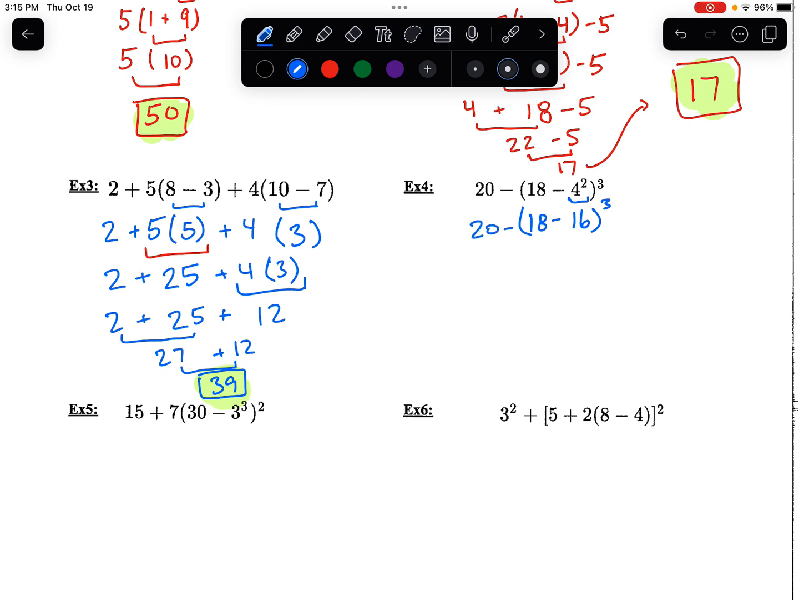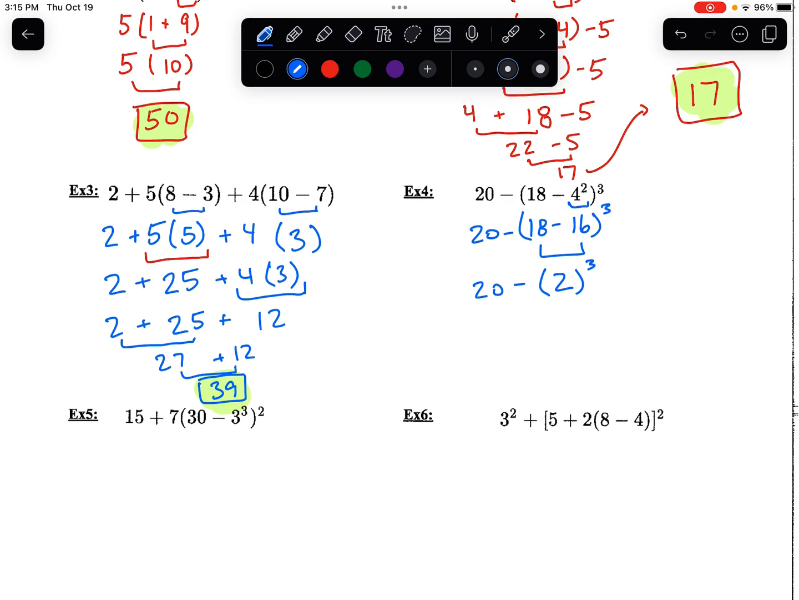And 18 minus 16, that is 2. Bring down the parentheses, and the 3, and the minus, and the 20. And in this case, I really didn't need to do the parentheses, but it didn't matter. I have 20 minus 2 to the third power. Exponents are more important than subtraction, so that is 8. 2 to the third power is not 6. It is 2 times 2 times 2, which is 8. Bring down the 20, bring down the minus, and 20 minus 8 is 12.